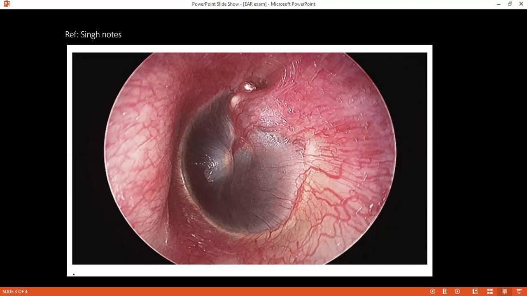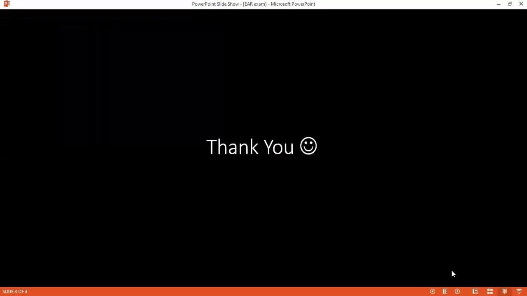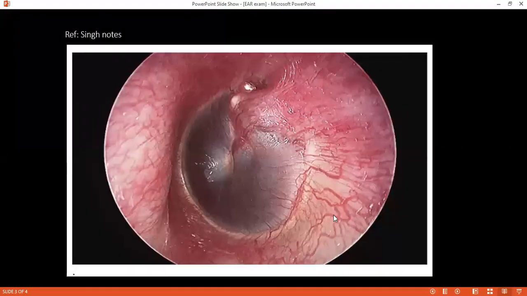So this image that you're looking at is from which side? How would you know? Where does the cone of light land? Inferior. On which side? On the right side. Imagine the clock and tell me at 4 o'clock, at 6 o'clock. It's about 4 o'clock. Okay, good. I had to confirm that you know.